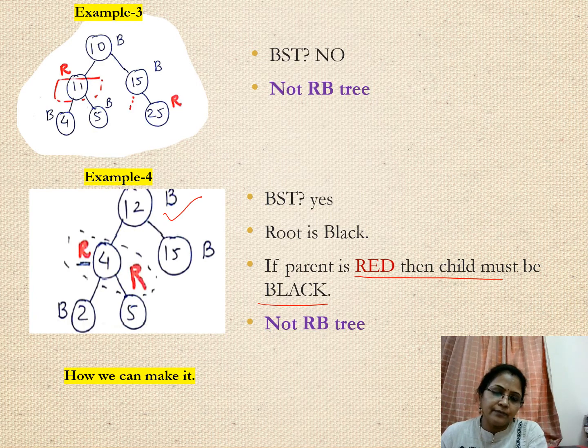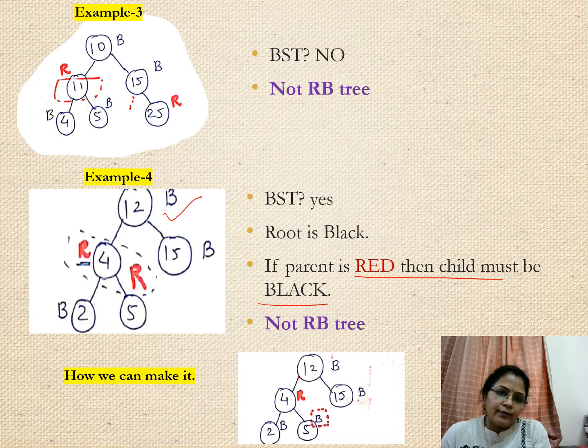So how can we make it one? We can do it through that node 5 that was red, so turn it to black. If you make that red node black, then you can make this tree a red black tree.